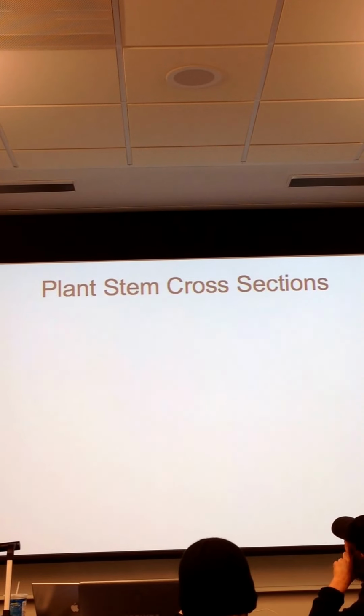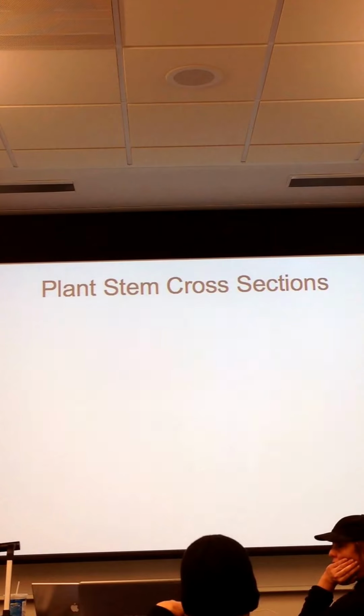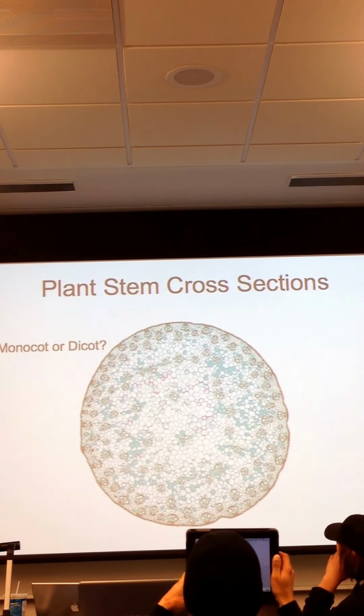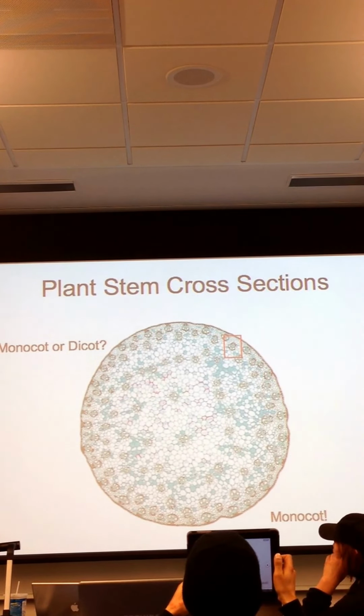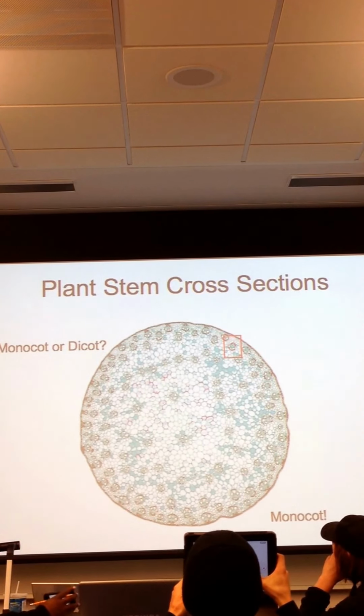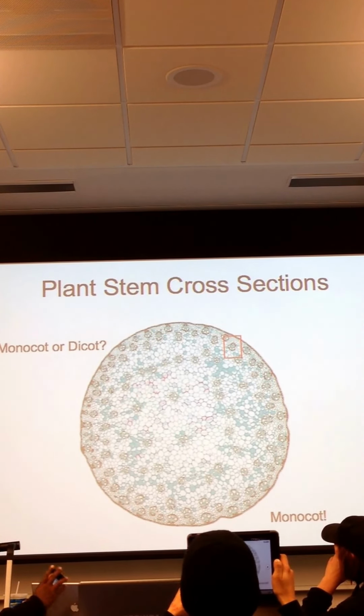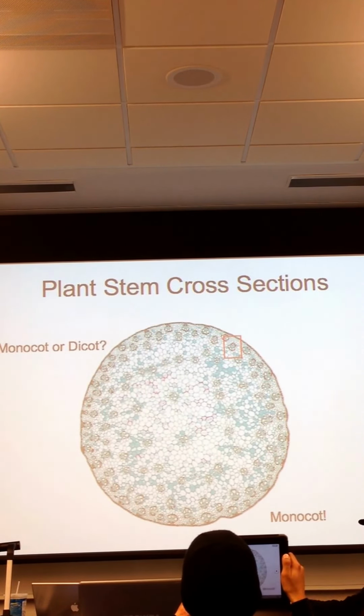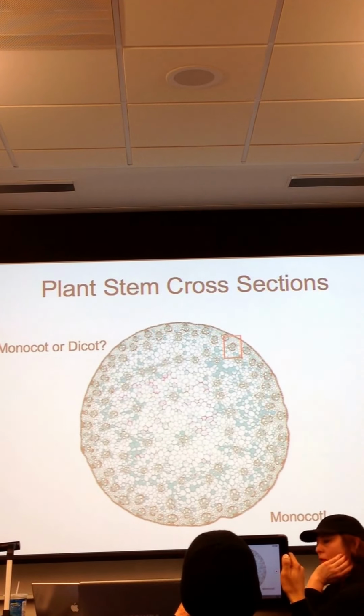Okay. So we're looking at the plant stem cross sections. Is this a monocot or a dicot? Monocot. Good. How did you know it was a monocot? The scattered vascular bundles. Each of these little guys here is a vascular bundle, right? We're going to zoom in on this vascular bundle. I'll give you a second to take your pictures.